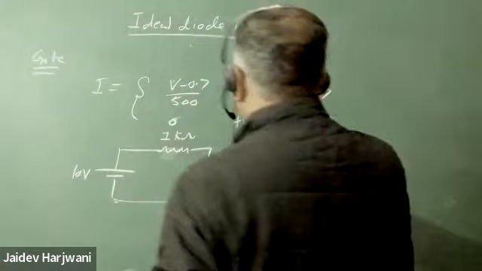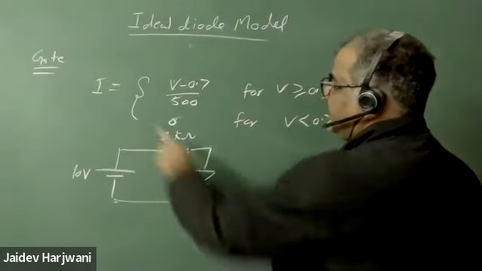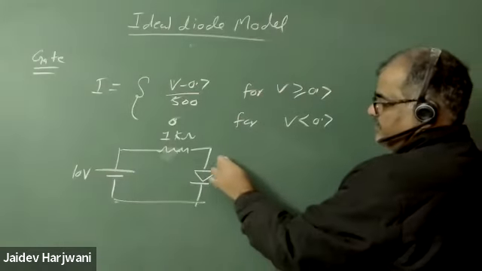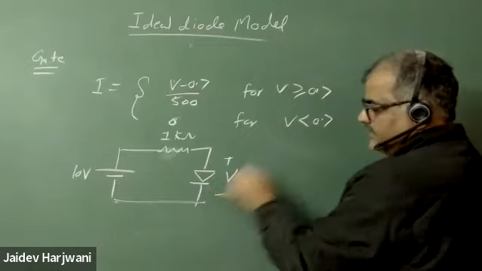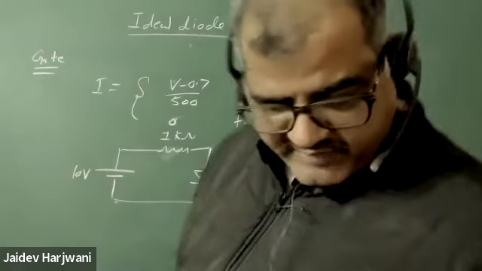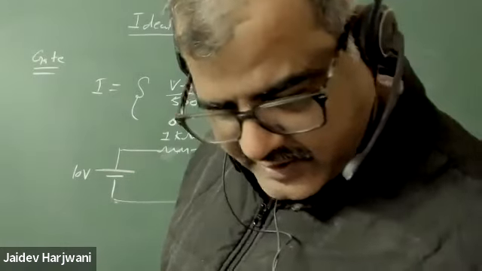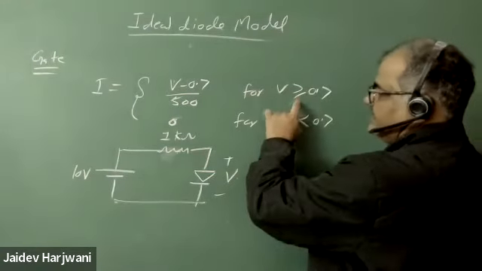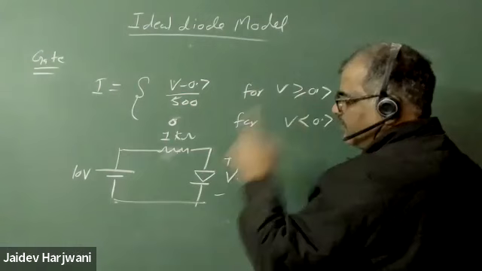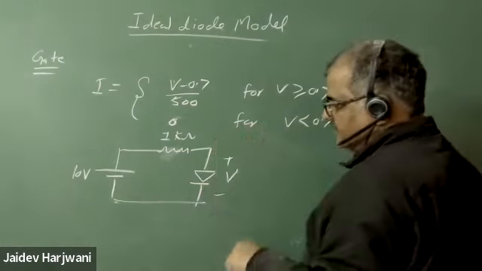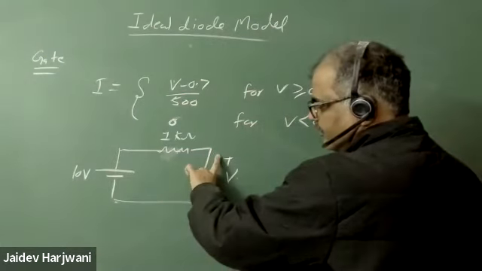So he says that current I will be flowing in the circuit for V greater than 0.7. Whenever your V is greater than 0.7, this much current will be flowing in the circuit, and you have to find the value of V, that is, how much voltage is dropping across the diode. Now you can easily find it if you make the diode open.